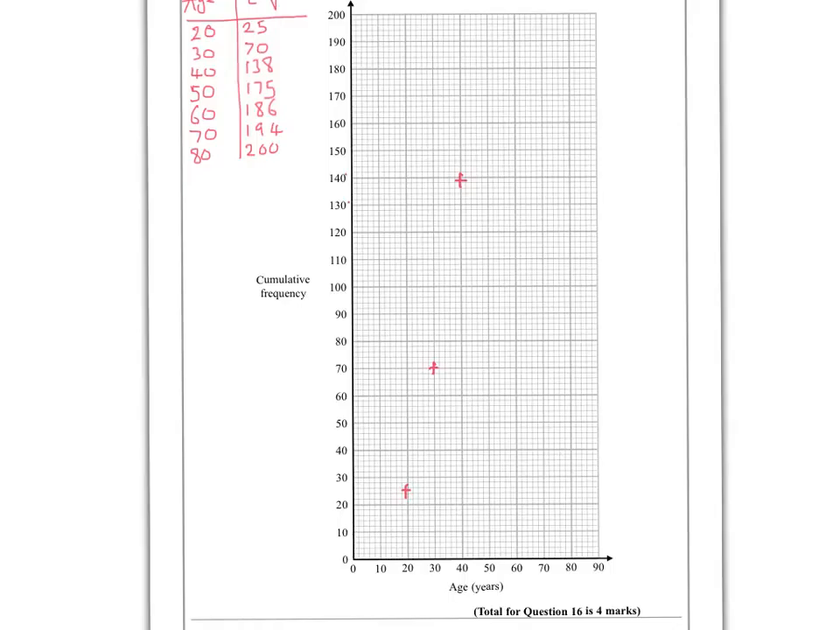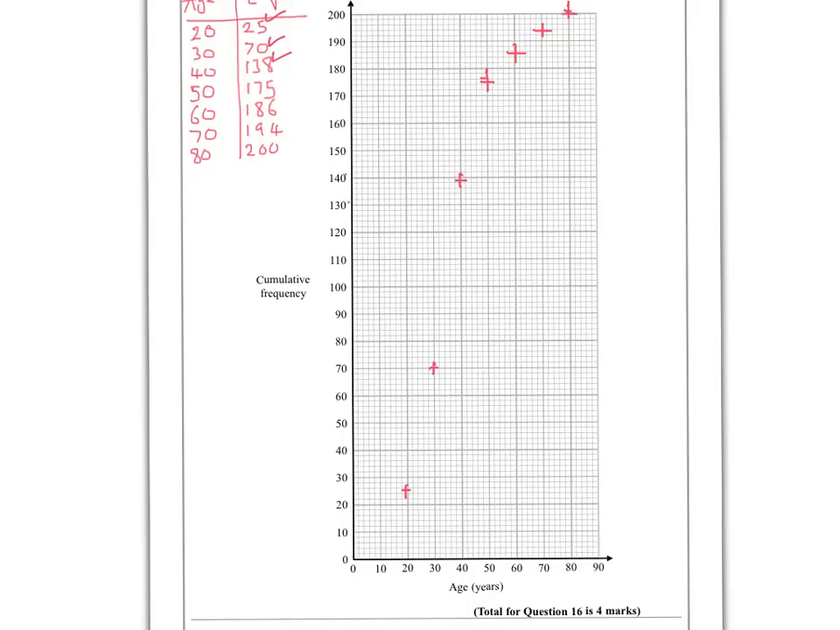Now, I can't plot this as accurately on this iPad as you could with a pencil on your exam paper. So make sure you are exact to within the nearest half a little square. So 50 and 175. I'm being very scruffy there. There we go. Let's try and get it a little bit neater. 60 and 186. 70 and 194, and 80 and 200.